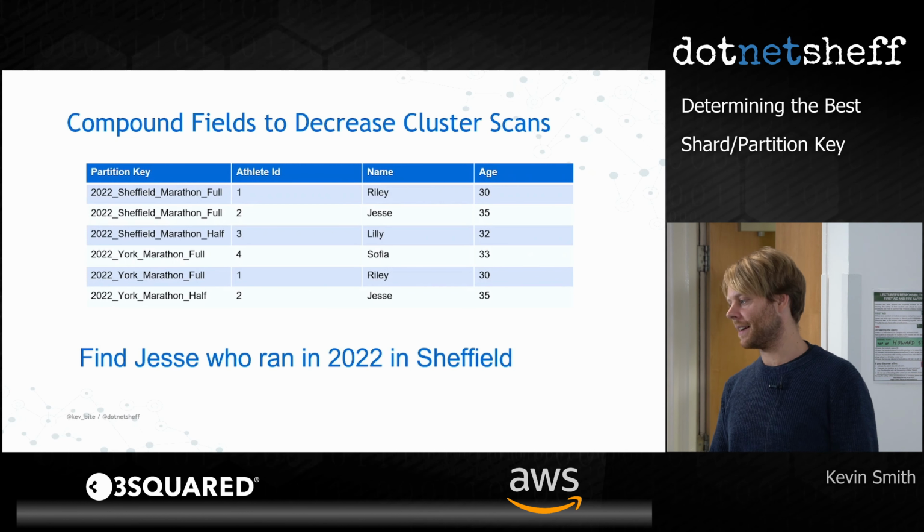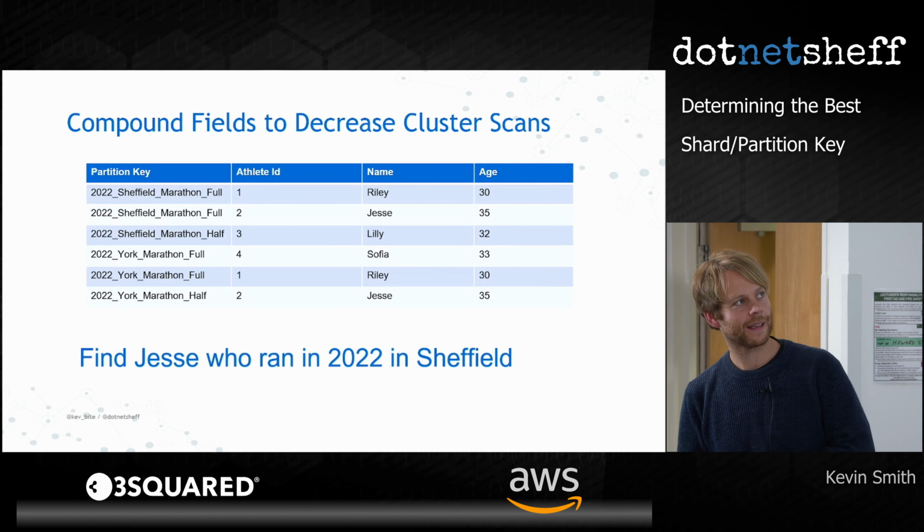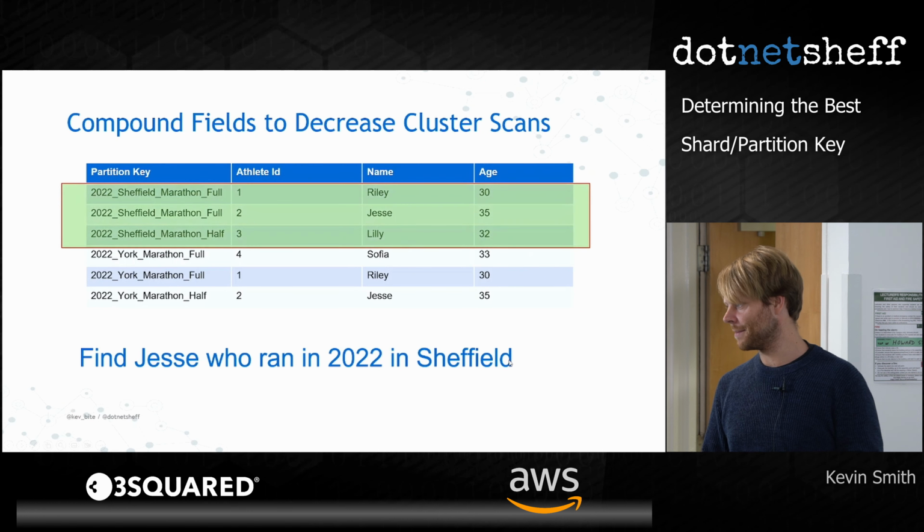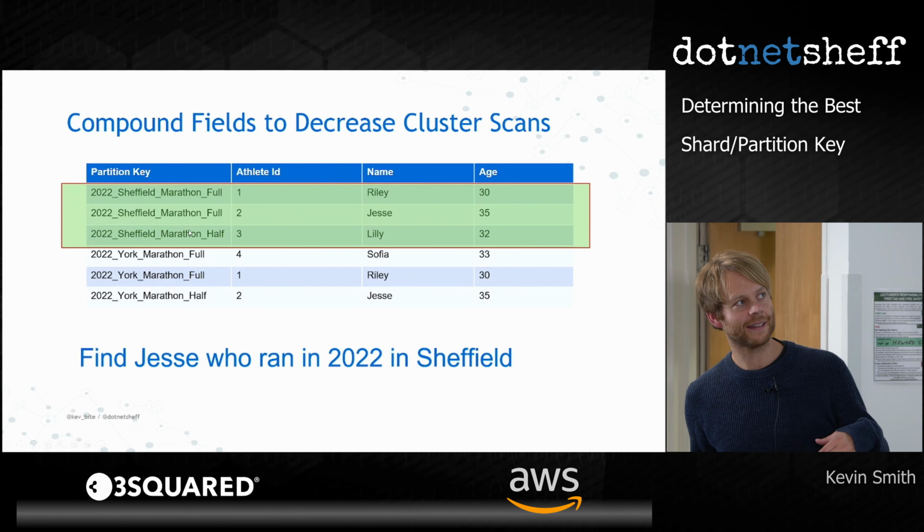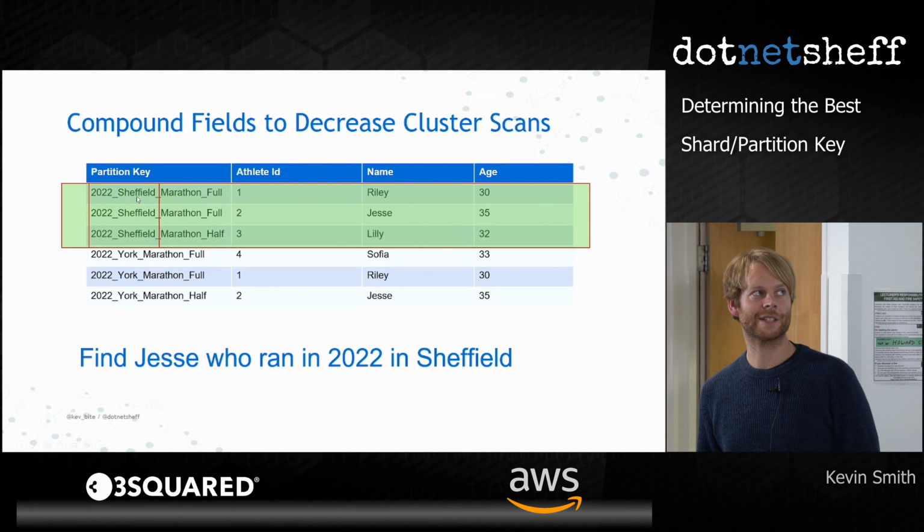So if you want to find, for example, Jesse, who ran in 2022 in Sheffield, we could actually limit the amount of records we want to scan by giving a partial partition key. So we could say where the partition key starts with 2022_Sheffield, which gets the Sheffield in 2022, and then we can just scan these 3 records, and we'll be able to find him a lot more efficiently. So we're not scanning the whole cluster, we're limiting the amount of scanning across the cluster.